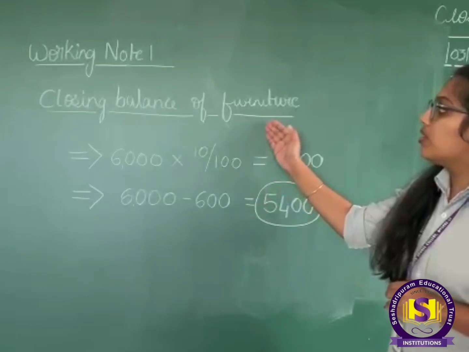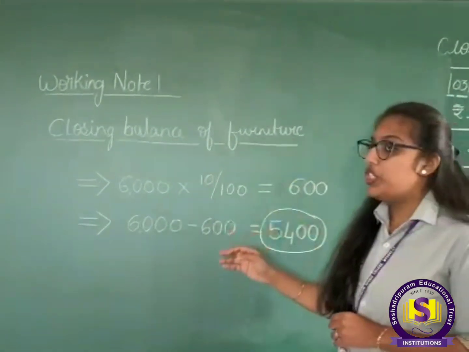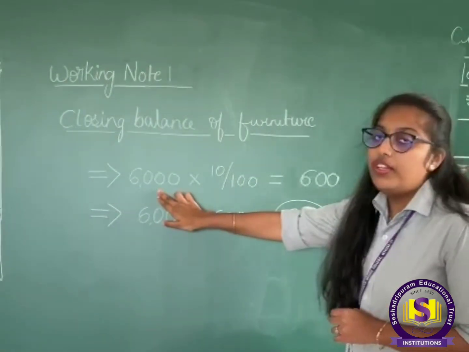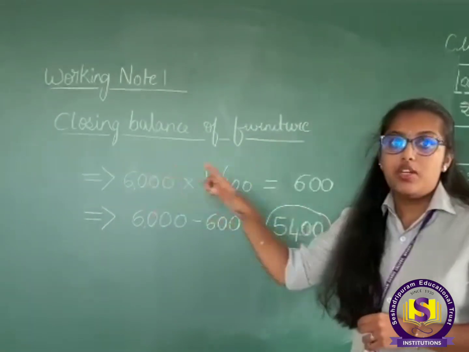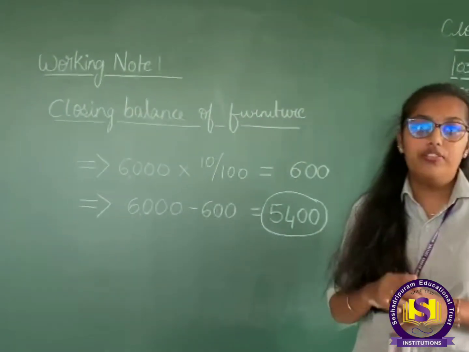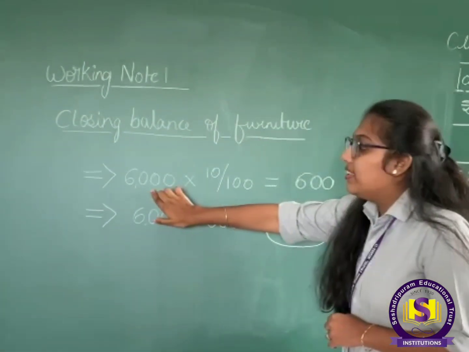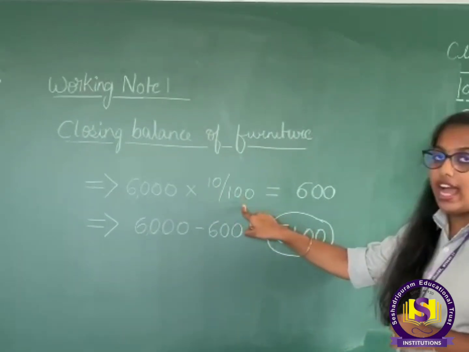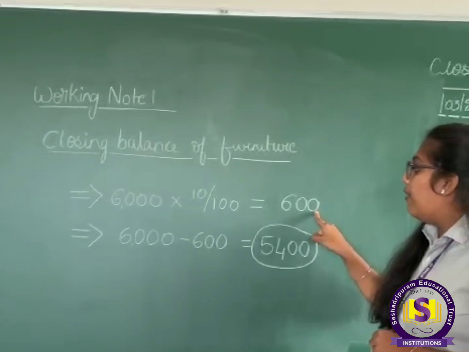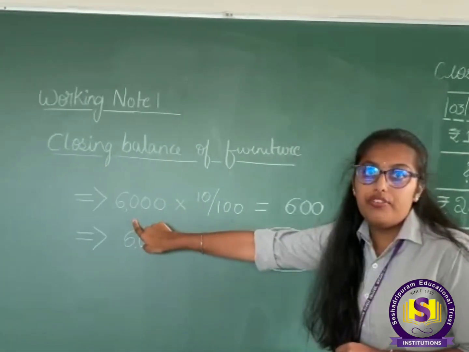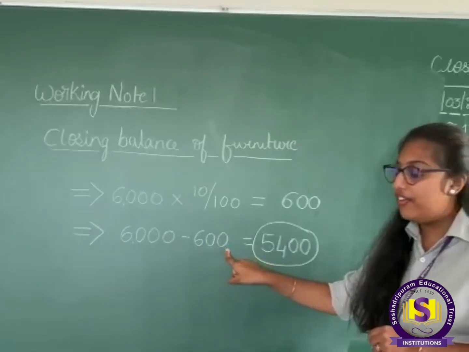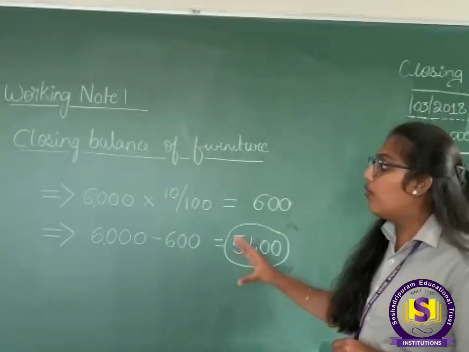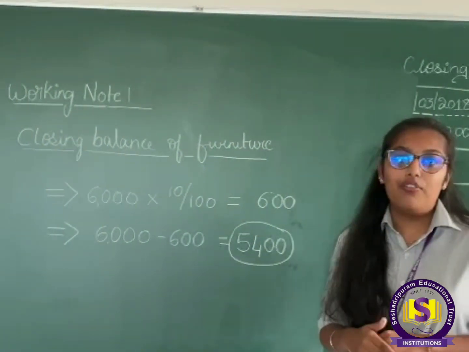Now let us find the closing balance of the furniture. As per the question, they have given written off furniture at 10%. The opening balance of the furniture is rupees 6,000. So we have to find out the depreciated value of the furniture. We multiply the opening balance of the furniture, that is 6,000 into 10% divided by 100. We get 600. We have to deduct this amount from the opening balance of the furniture. That is 6,000 minus 600 equals 5,400. The 5,400 is the closing balance of the furniture, which we put on the credit side of the branch account.